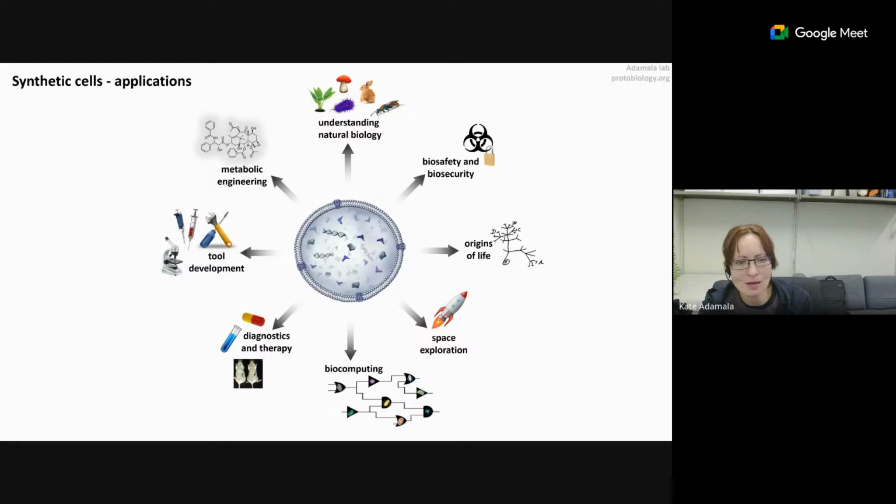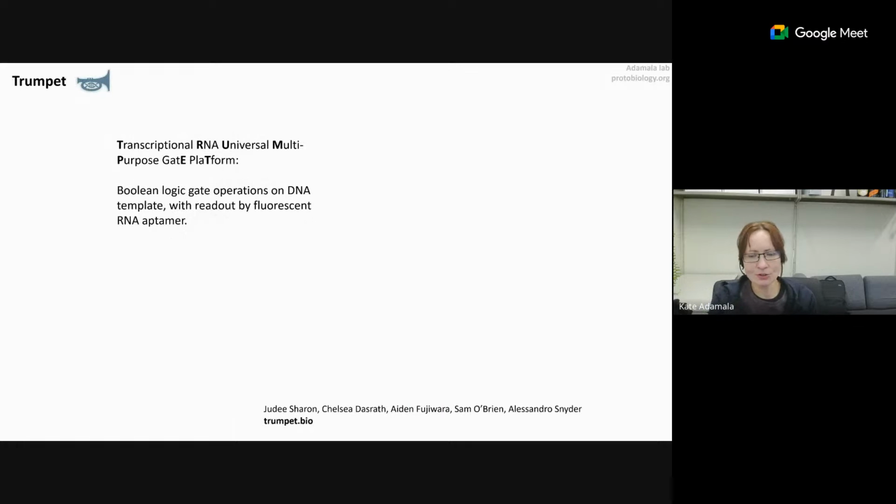Okay, so now one specific project out of my lab, the reason you guys wanted me here, biocomputing. We developed this platform called Trumpet for showing the utility of using synthetic cells in biocomputing.